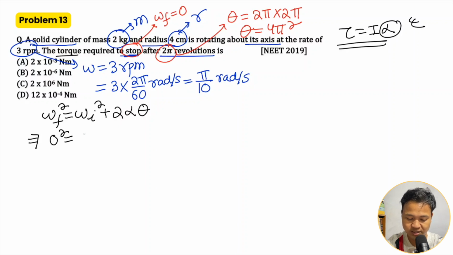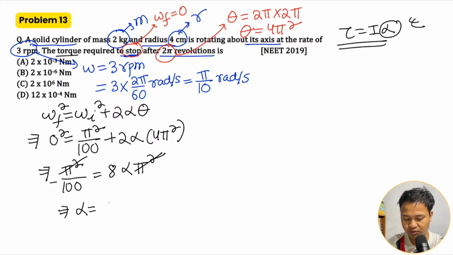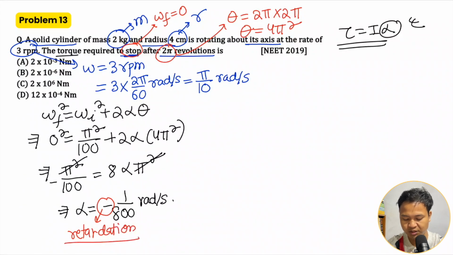Omega initial is pi by 10. So 0 equals pi square divided by 100 plus 2 into alpha into theta, which is 4 pi squared. Transferring, minus pi square by 100 equals 8 alpha into pi square. Pi square gets cancelled out, so alpha is minus 1 by 800 radian per second square. This means retardation, a negative acceleration.